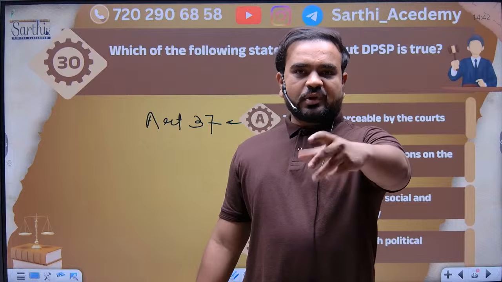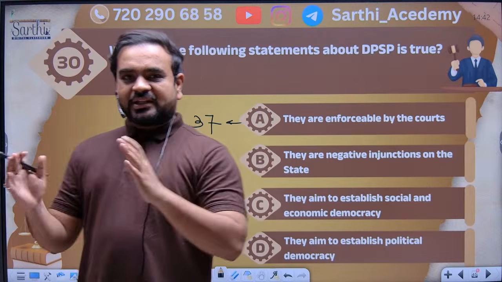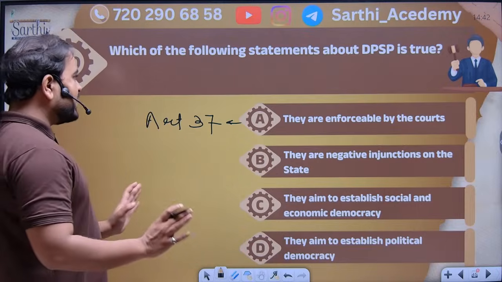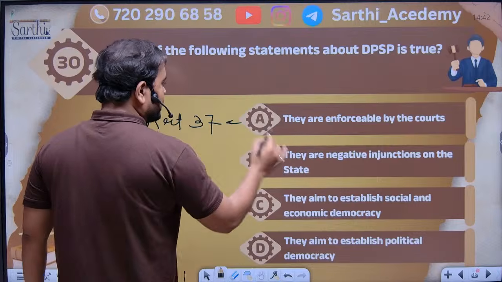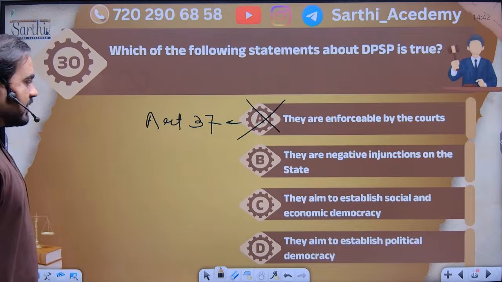Article number 39, 39B, 39C versus article 14, there is some clash. But for general purpose, you can say that yes, it is not enforceable. So A could not be the answer.